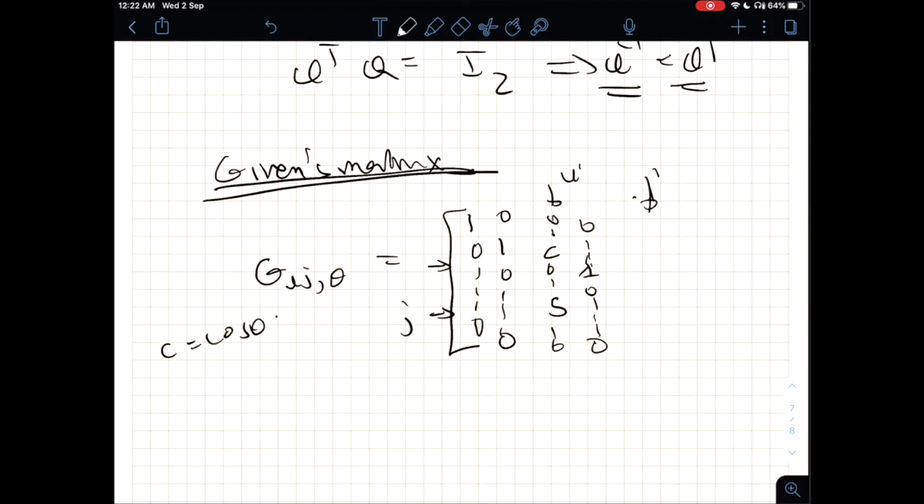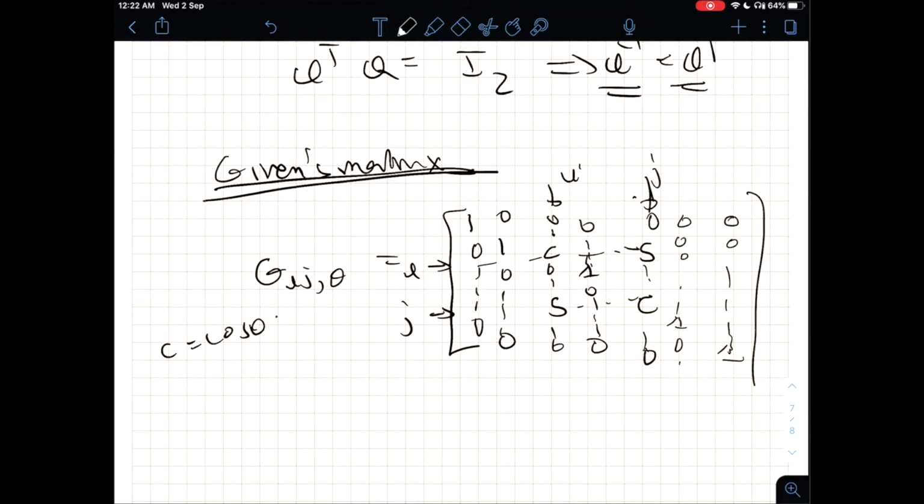where for the (i, j) entry I will take minus s, and for the (j, j) entry I will take c, and everything else 0. Again I will continue with the corresponding columns of the identity matrix until the last column. Now you can easily see that this is also an orthogonal matrix. You can check it out. Again, I have shown you infinitely many choices of orthogonal matrices.